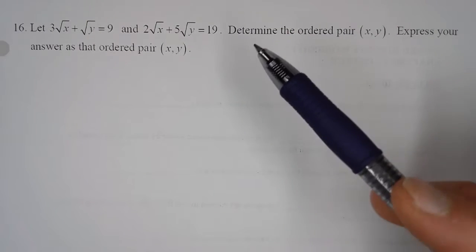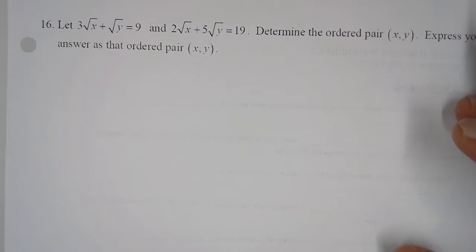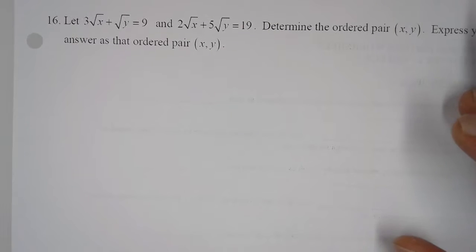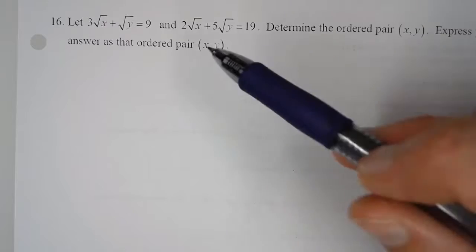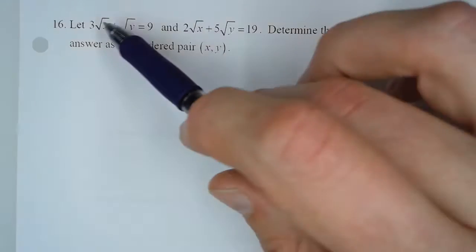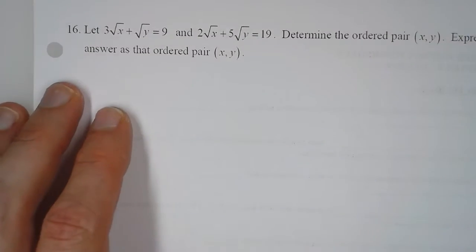Now, a lot of people get weirded out by this because they see the square root of x and square root of y. So to make this a little easier, because this is really just a systems of equations problem, let's replace square root of x with something else. Same thing with square root of y. Let's replace that with something else. Let's say a and b.